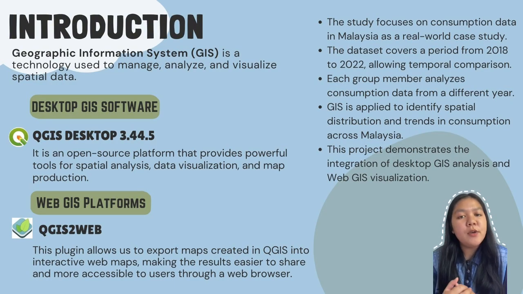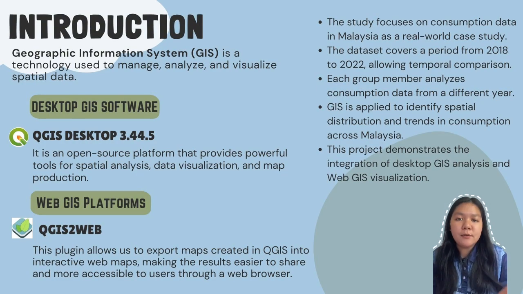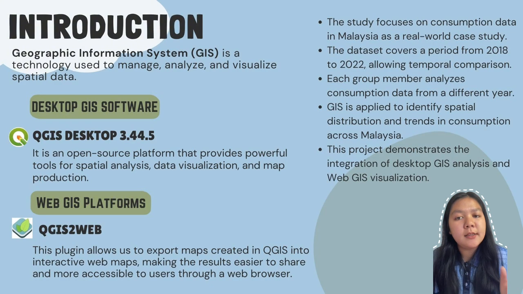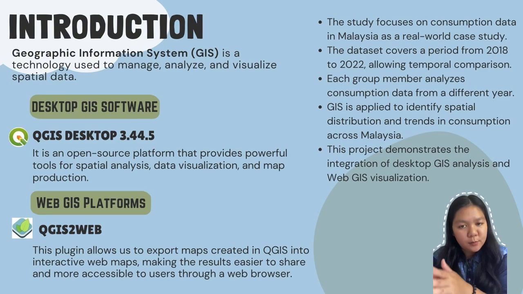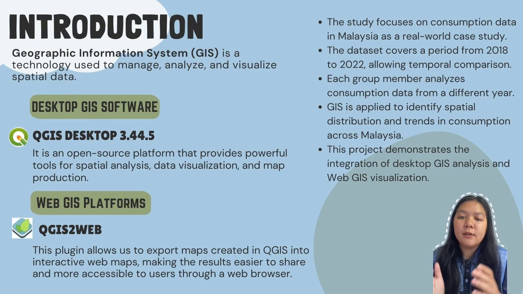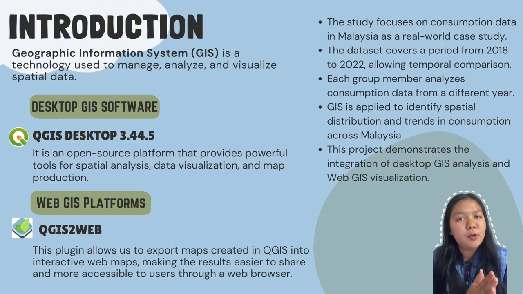For this project, we use QGIS version 3.44.5 as our primary desktop GIS tool. QGIS is an open-source platform that provides powerful tools for spatial analysis, data visualization, and map production. In addition, we utilize the QGIS to Web plugin, which enables us to convert GIS outputs into interactive web-based maps. These plugins make it easier to share our results and allow users to interact with the data directly through a web browser.